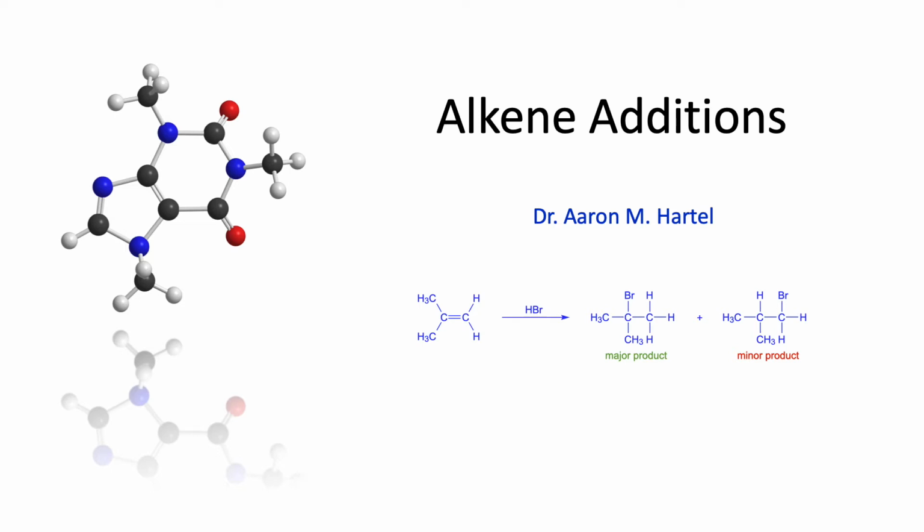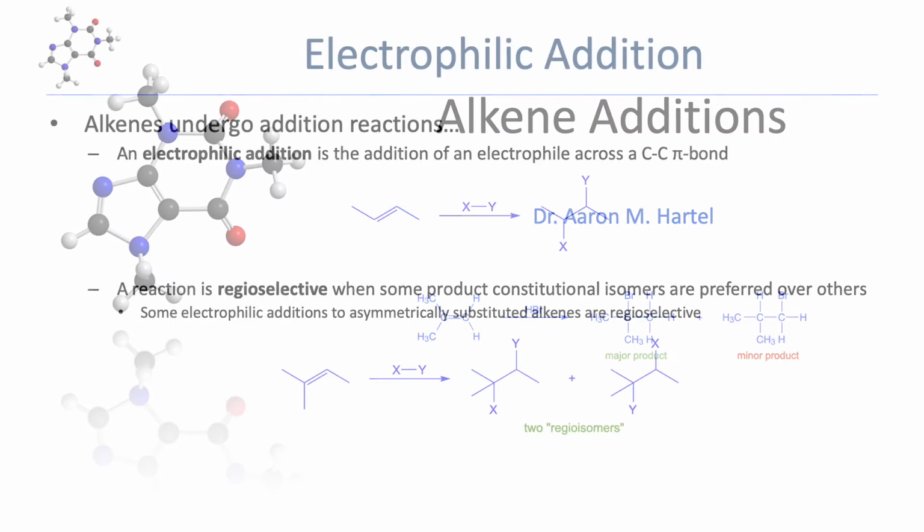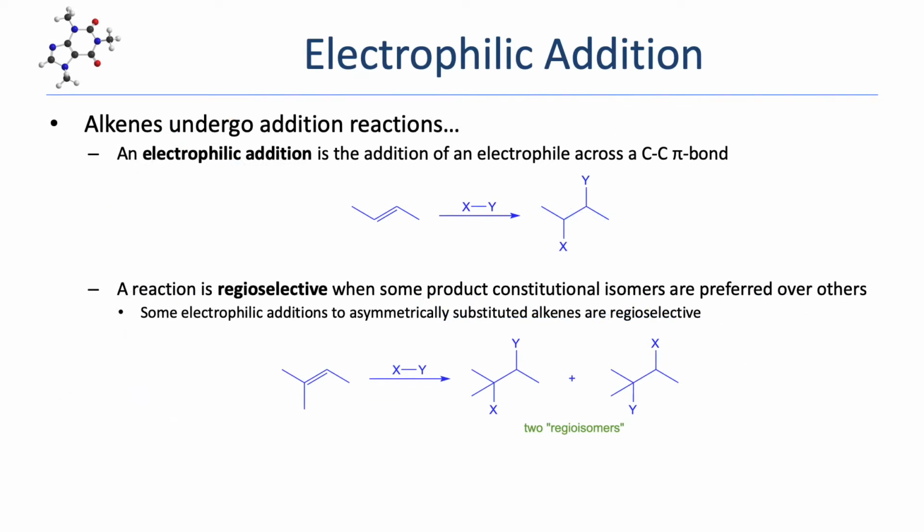In this lesson, we're going to explore alkene addition reactions, and along the way, see how reaction mechanisms can help to predict reaction outcomes. The main mode of reactivity for alkenes is through electrophilic addition. Electrophilic addition is an addition reaction of an electrophile across a carbon-carbon pi bond. So here's an example of an electrophilic addition.